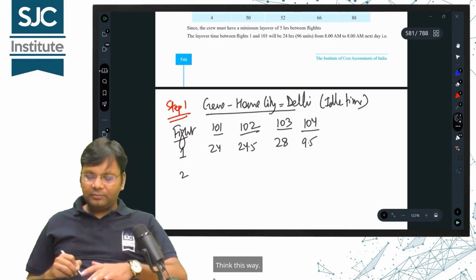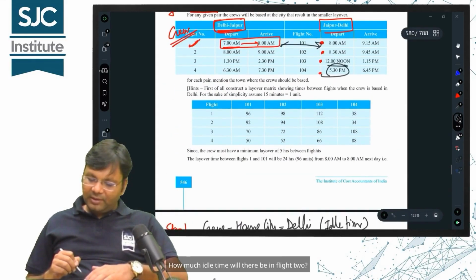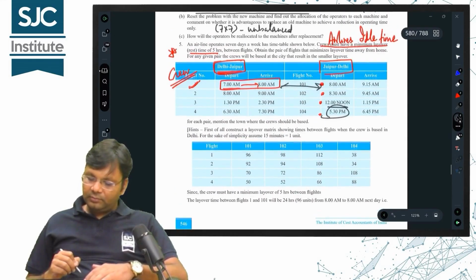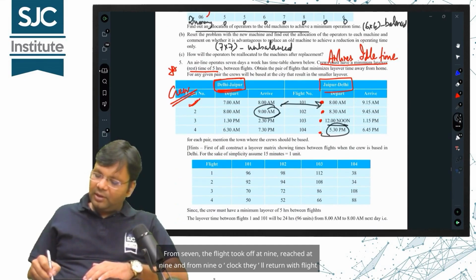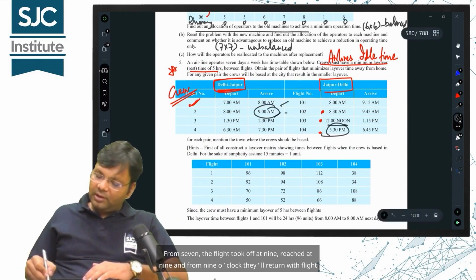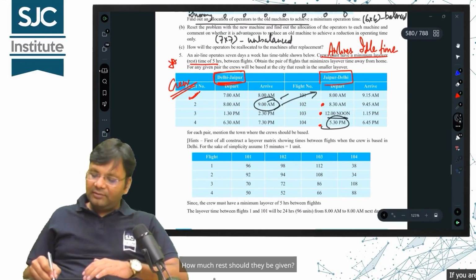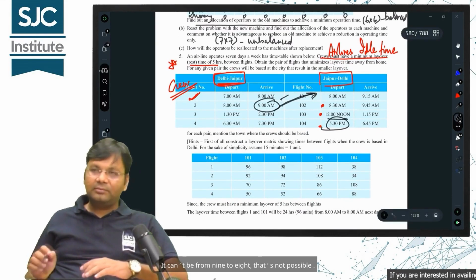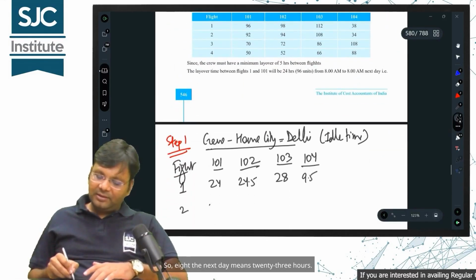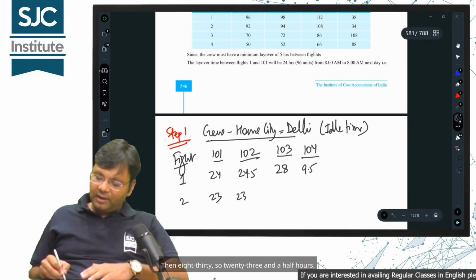Think this way. What will happen in flight 2? How much idle time will there be in flight 2? From 7, the flight took off at 9, reached at 9, and from 9 o'clock they'll return with flight 101. How much rest should they be given? It can't be from 9 to 8, that's not possible. So, 8 the next day means 23 hours. Then 8:30, so 23 and a half hours.